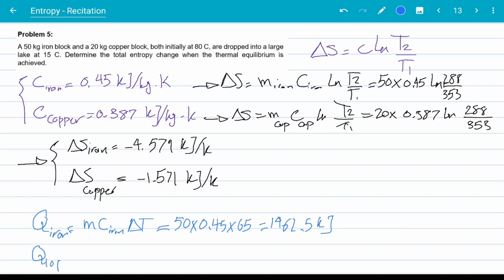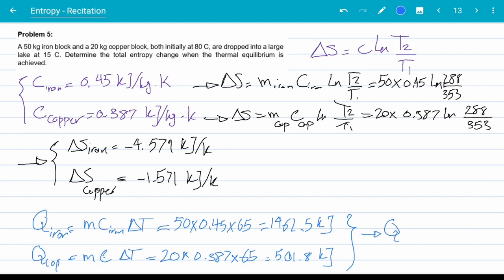Same goes for the copper. Q of copper is equal to the mass of the copper, specific heat of the copper, delta T. Again, 20 kilograms times 0.387 times 65. We are looking at 501.8 kilojoules. So the total heat transfer between these solids and the lake, I'm going to show it with Q, is 1964.3 kilojoules.